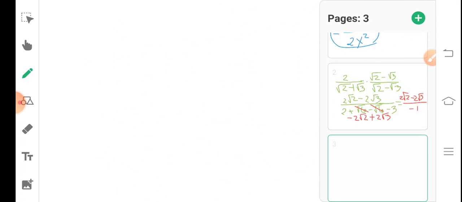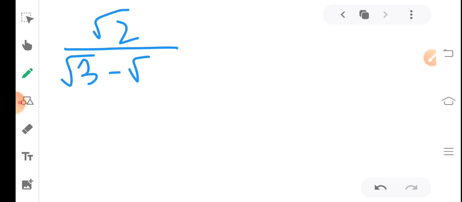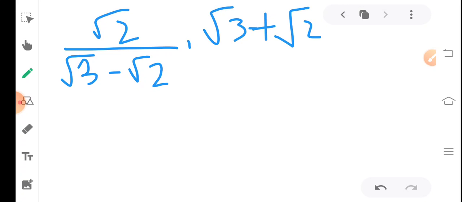Another example. What if we have the square root of 2 over the square root of 3 minus the square root of 2? Again, we have to multiply it by the inverse of the denominator. So the inverse of the denominator is the square root of 3 plus the square root of 2 over the square root of 3 plus the square root of 2.